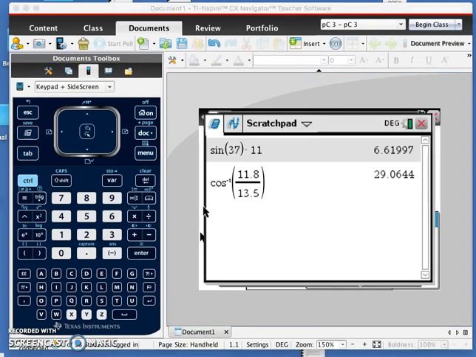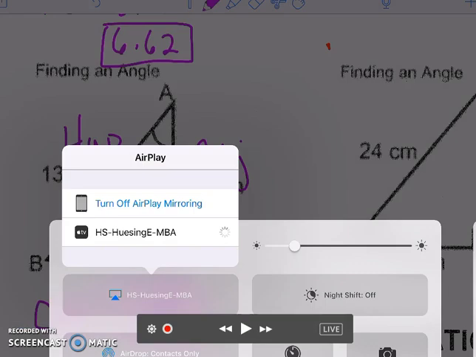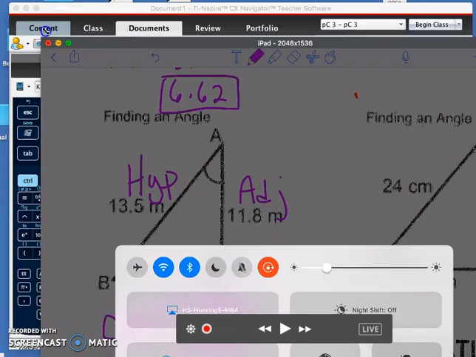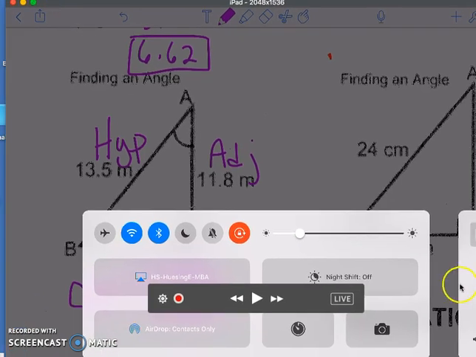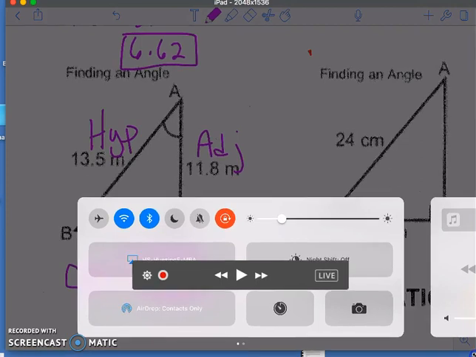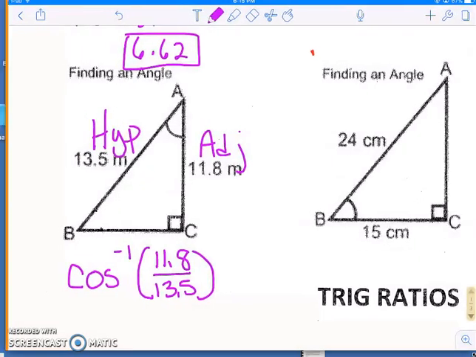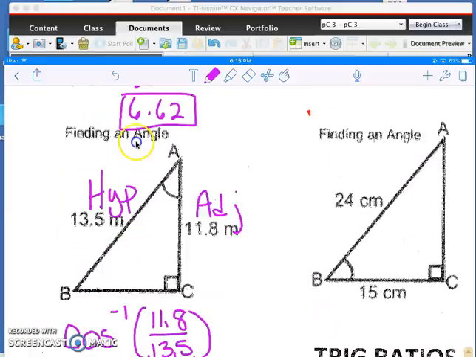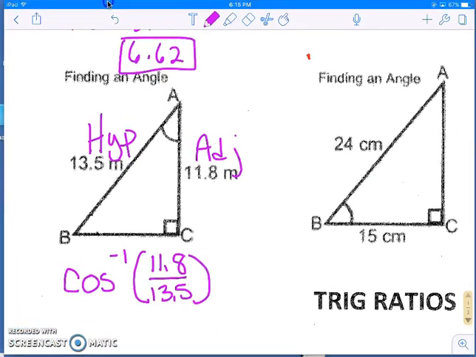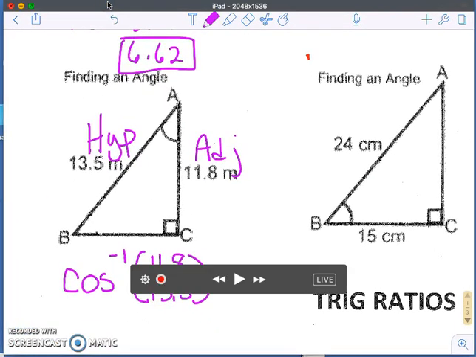And I lost it. Let's see if we can bring that back up. Sorry about that, guys. Here it is. All right, let me resize this here. I already forgot what angle. What did we say it was? 29.06. So this one here, 29.06 degrees.